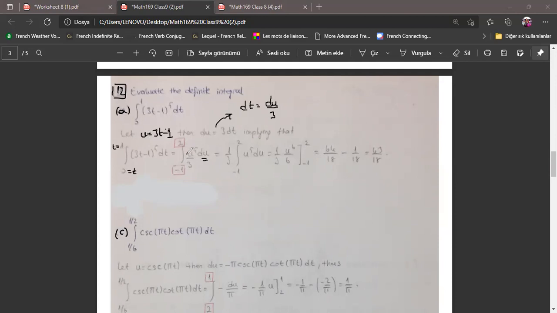Now what do we have? Write this 1 over 3 outside of the integral. The integral of u to the 5 is u to the 6 over 6 from minus 1 to 2. Just plug first 2, then minus 1. You will have this one, and you get the result. No back substitution here, right? We have definite integrals. We just plug in these values, subtract them, and get the result directly.